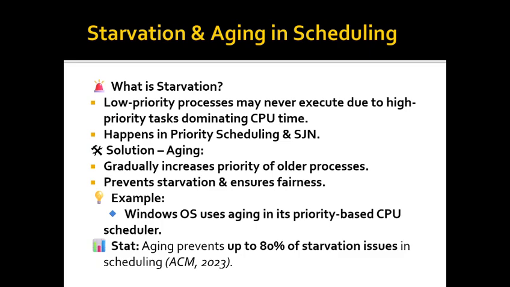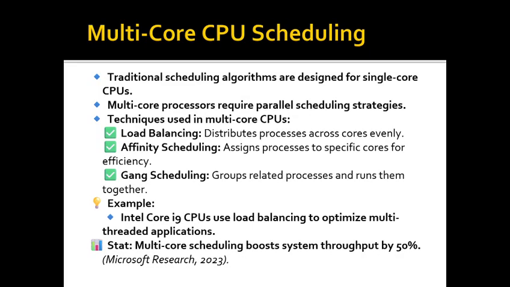For example, the Windows OS uses aging in its priority-based CPU scheduler to reduce the dominance of the highest priority tasks over CPU time. As per 2023 statistics from ACM, aging prevents up to 80% of starvation issues in scheduling.